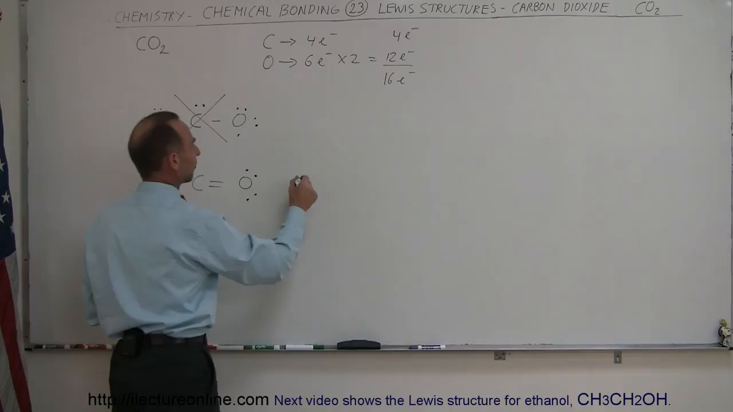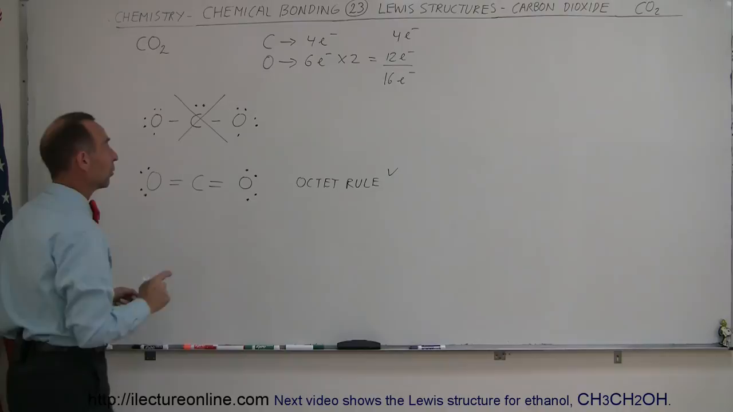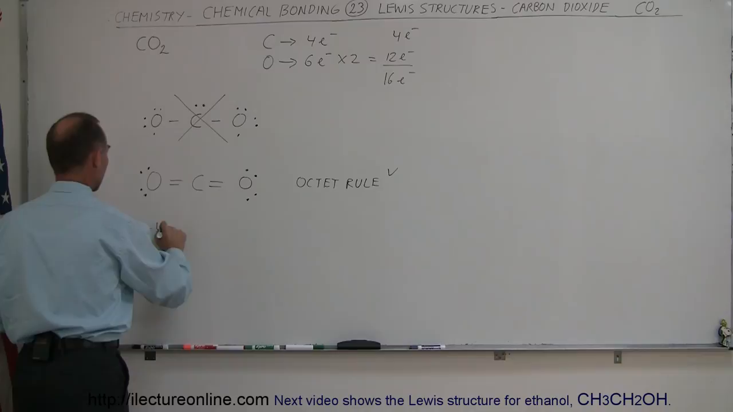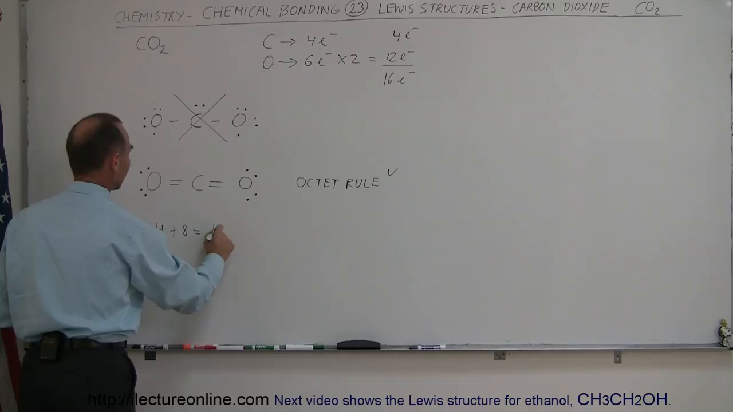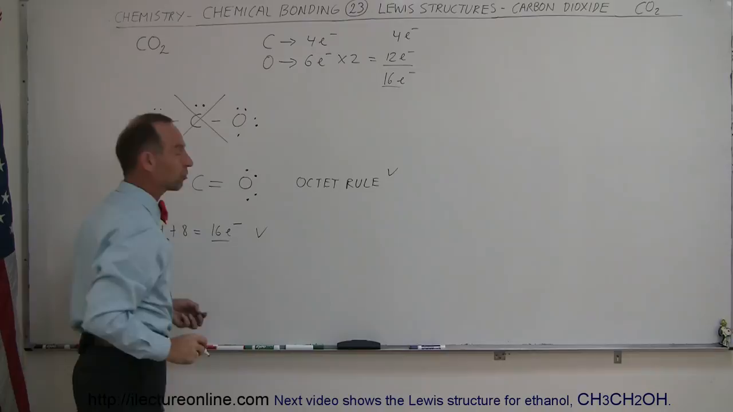Now let's see if we have the proper number of electrons. We should have a total of 16. We have 2 and 4, plus 4 over here, plus 2, 4, 6, 8 involved in bonding, which is 8 plus 8, which is 16 electrons. And notice we have 16 electrons to start with, so the total number of electrons is satisfied as well. So it looks like we have the Lewis structure of our carbon dioxide molecule.